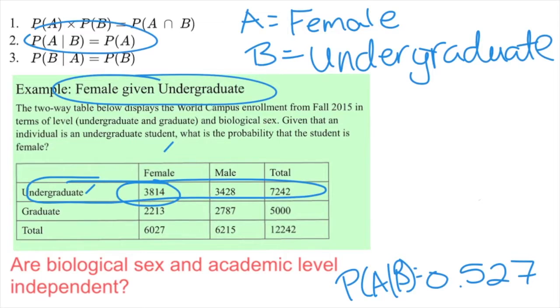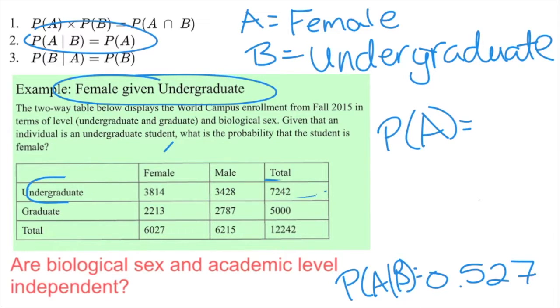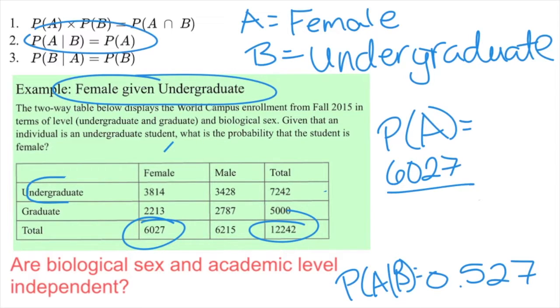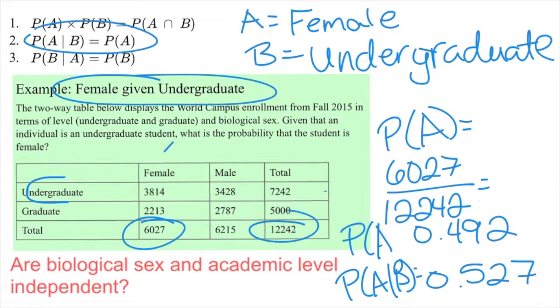Now we need to see if that value is equal to the probability of A, which is the probability of being female. The probability of being female is going to be 6,027 out of 12,242, which equals 0.492. That is our P of A.